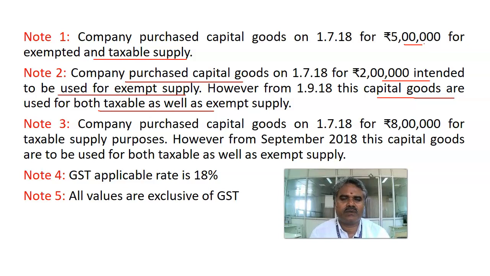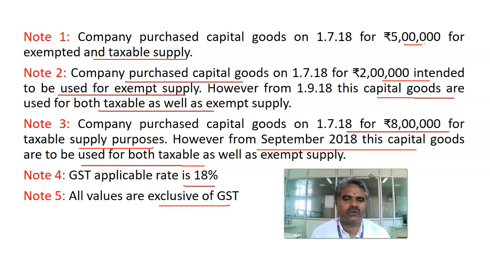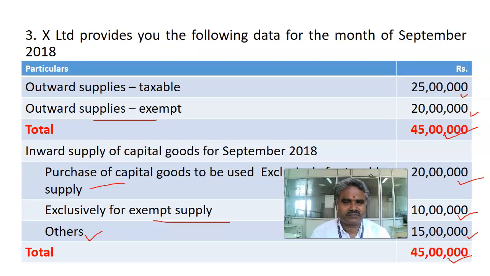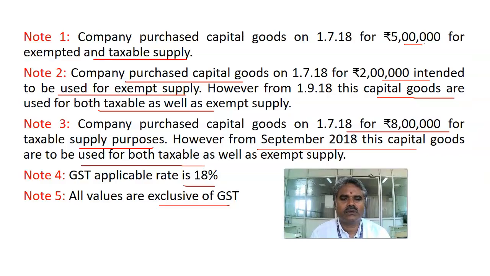Company purchased capital goods on 1/7/18 for 8 lakh for taxable supply purpose. However, from September 18 these capital goods are to be used for both taxable as well as exempt supply. GST applicable rate is 18%. All values are exclusive of GST. No problem. Good.